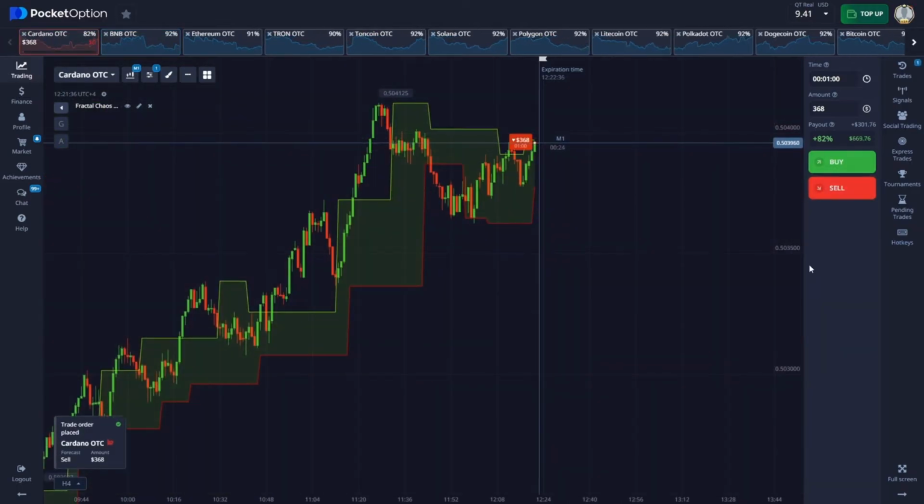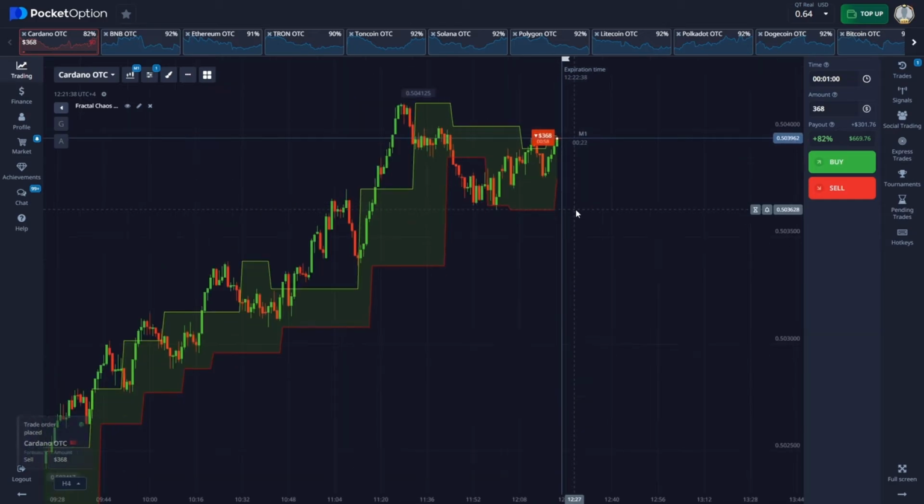On Cardano OTC, we have a trade for the downside move, and I placed the trade for the downside move on Cardano OTC worth $368. As you can see, the green candle gave us an entry at the fractal level. That's why I took this trade for the downside move. Also, 5 candles were forming the same way, so that's why I decided to take the trade for the downside move.